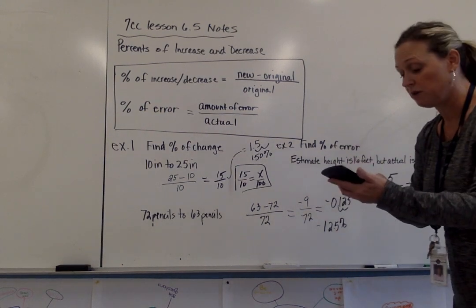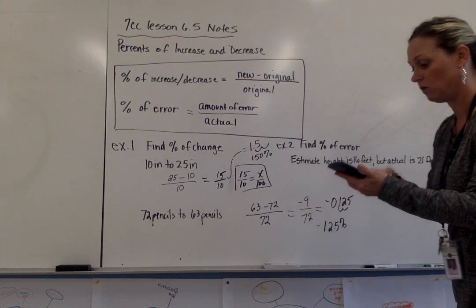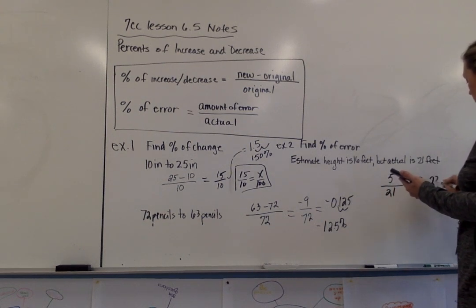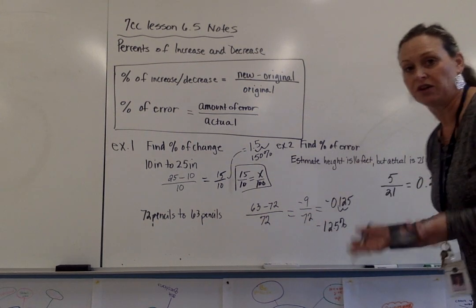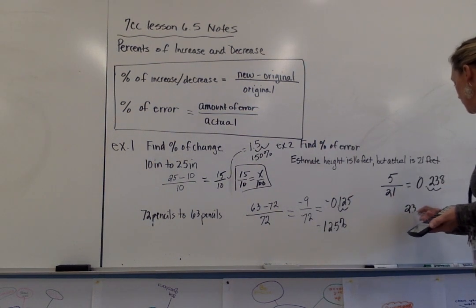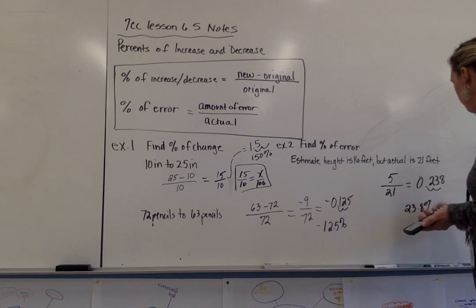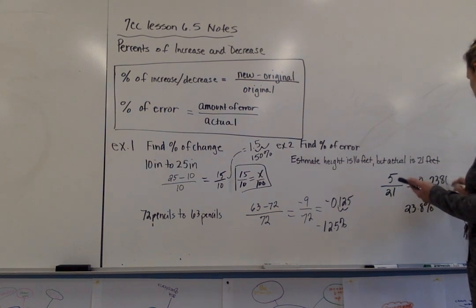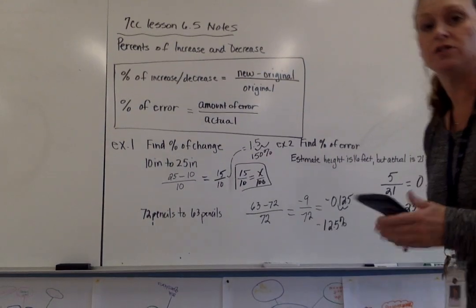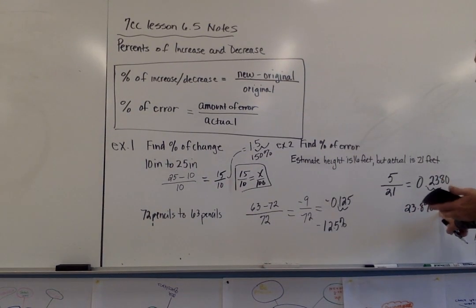I then use my calculator and type in 5 divided by 21. I get 0.2380. So I then change that to a percent, which is, I'm going to say to the nearest tenth, 23.8%. And I say that the percent of error is 23.8%.